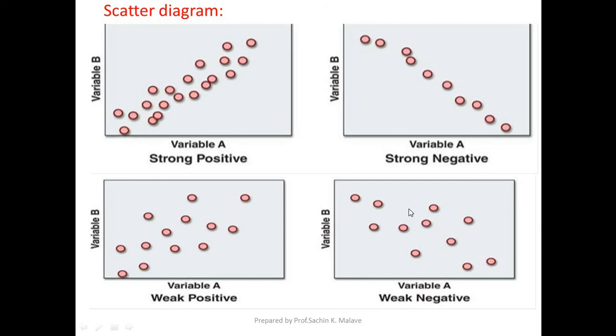Okay, whereas here, coming to this sketch now, variable a, variable b. So as a increases, b decreases. So it is a negative, but it is a weak negative, because these points are not close enough to one another. That's why it is a weak negative correlation.